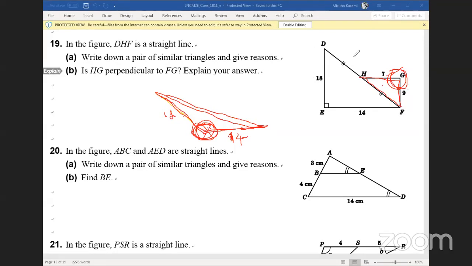Okay, therefore we either have 3 sides proportional, or 2 sides, the ratio of 2 sides, and then the included angle. Now then you look at this symbol.